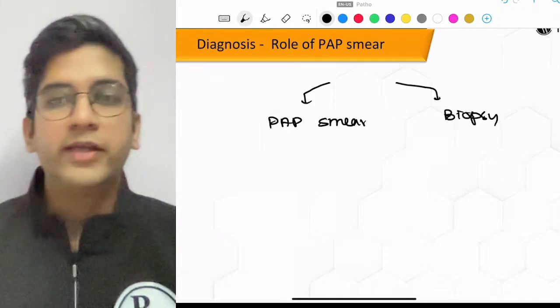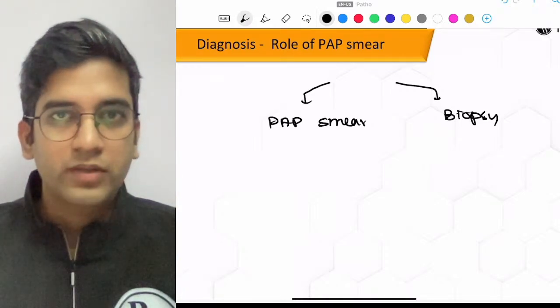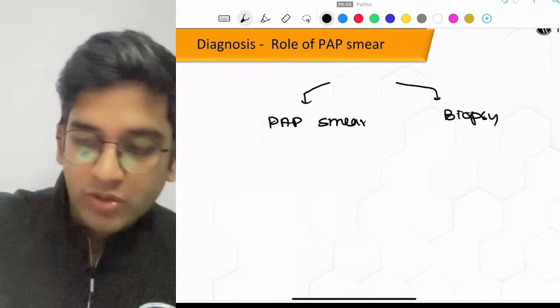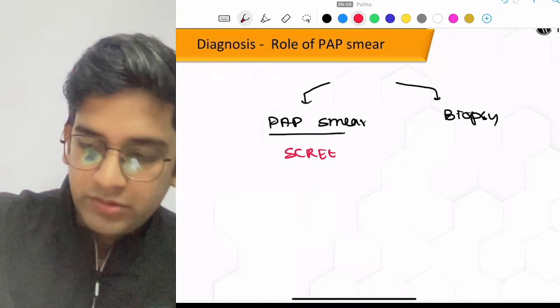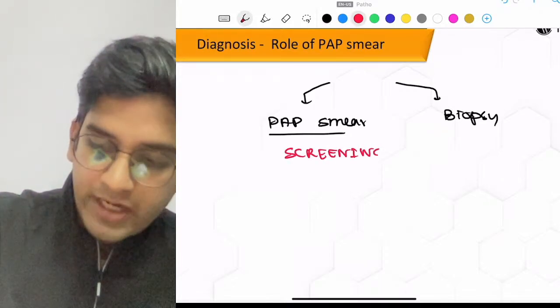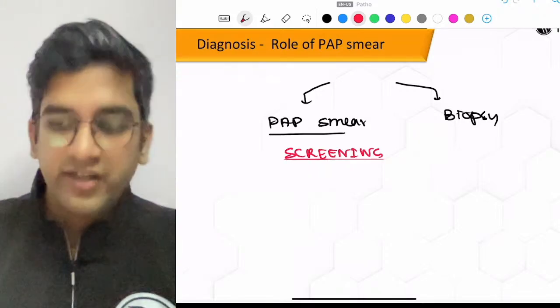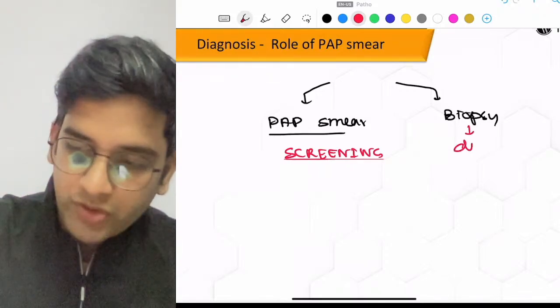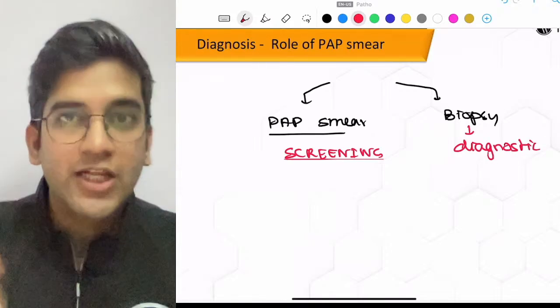Now you guys are going to tell me, pap smear is diagnostic or a screening test? Pap smear undoubtedly is a screening test. It's not a diagnostic test, right? It's a screening test, it's never diagnostic. Pap smear is always screening, biopsy is always diagnostic. I want you to put this in your grey matter right now.